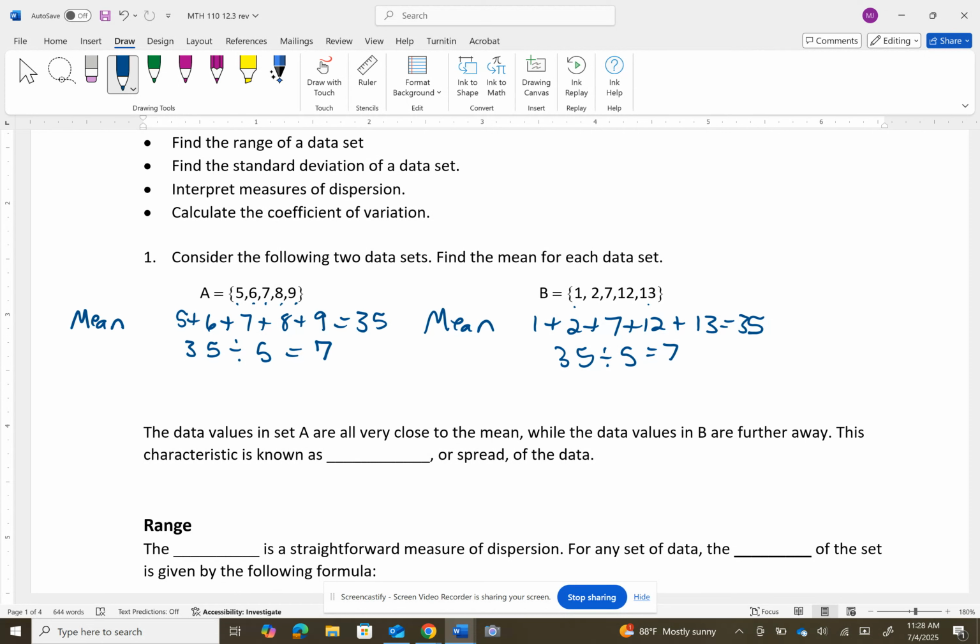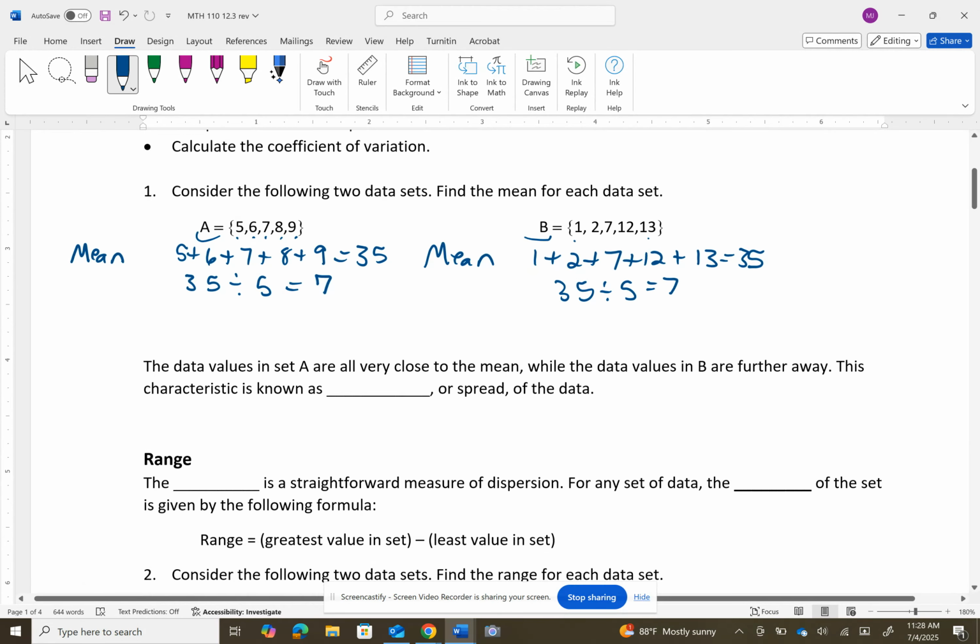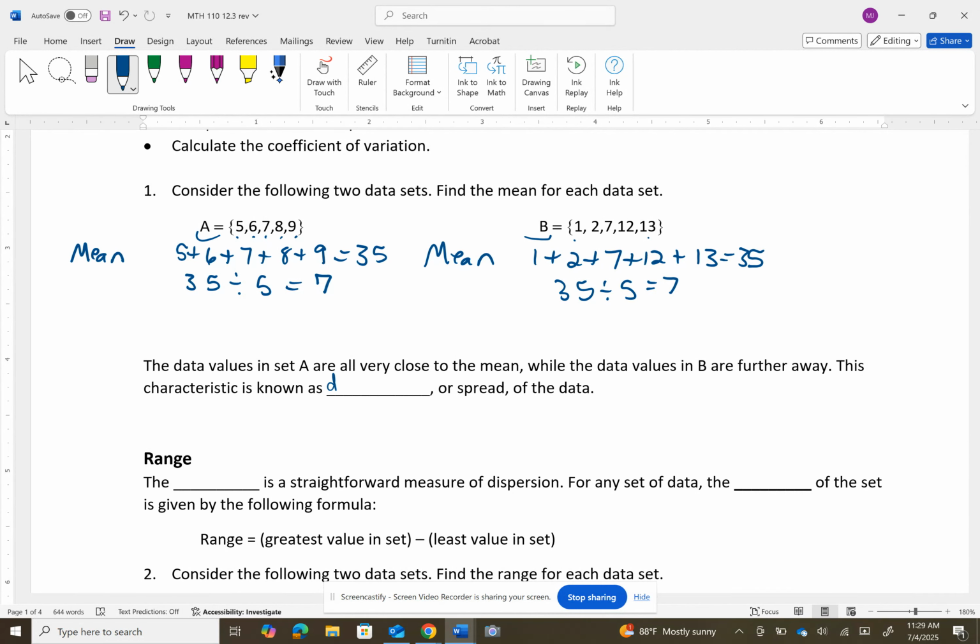So you need something besides the mean, something besides a measure of central tendency, to try to describe a data set. Otherwise, you can't really distinguish data set A from data set B just using the mean. Okay? So data values in set A are all so close together. In B, they're further apart. That characteristic is known as the dispersion or spread of the data set.